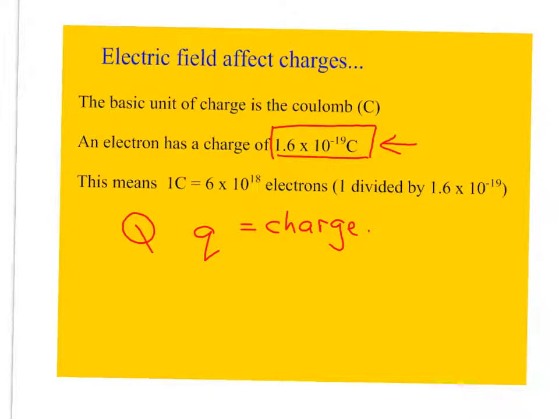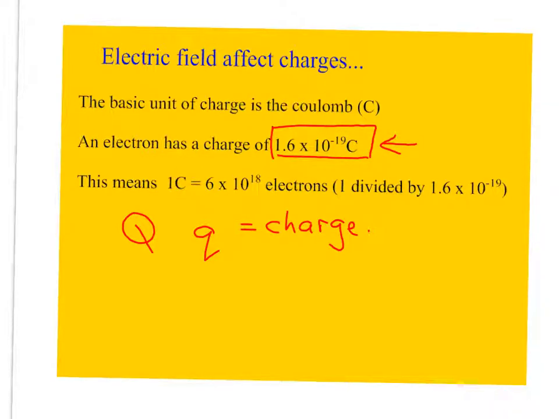If that electron was in an electric field, it would experience a force. So what does that mean? 1 coulomb equals 6 times 10 to the power of 18 electrons. That's just 1 divided by 1.6 times 10 to the power of minus 19. Generally the charge is represented by a small q, sometimes a big Q. So Q stands for charge, and it's measured in coulombs.